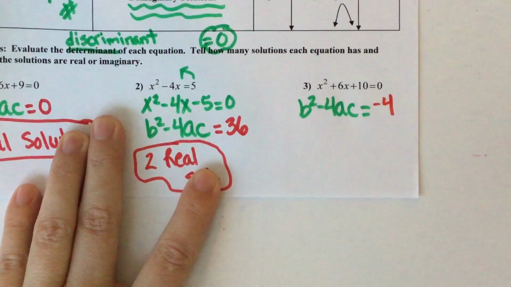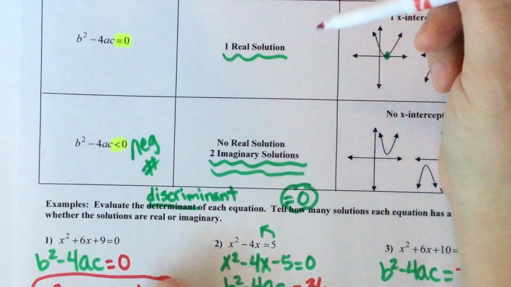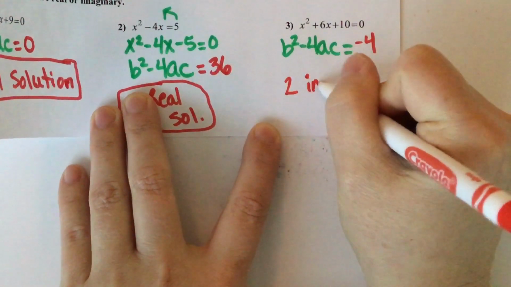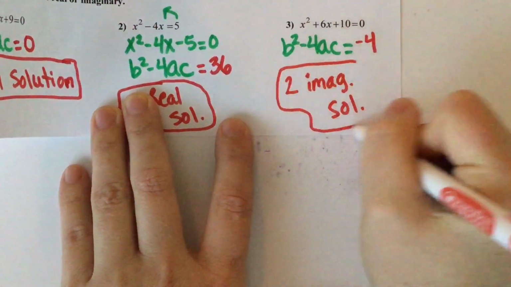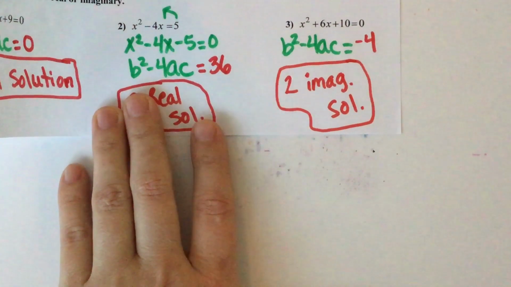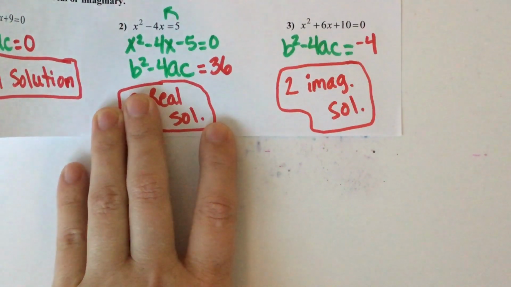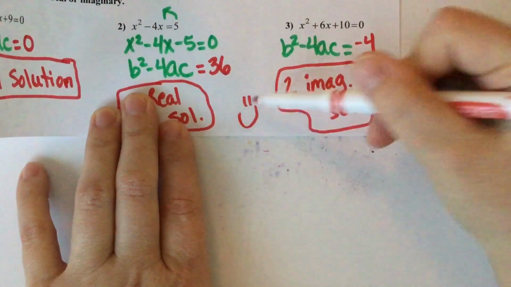And anytime our discriminant is a negative number, we're going to get 2 imaginary solutions or 2 complex solutions, however you want to think of it. So this was us not actually solving them, but telling what kind of answers we'd get if we were to solve the problems. And that's all for this lesson.